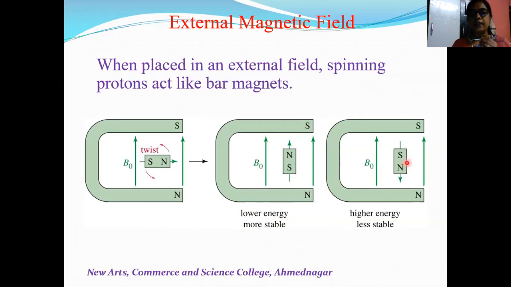The second thing is that when similar poles come together, there is a repulsion. There is an increase in energy, and the system becomes less stable. So these are the two things that can happen when two magnets are brought together. Now in the NMR technique, this bar magnet means our nuclear magnet, which is placed in contact with the external magnet. Imagine that this is your nuclear magnet, a single proton. There will be attraction, and there can be repulsion, between the two.